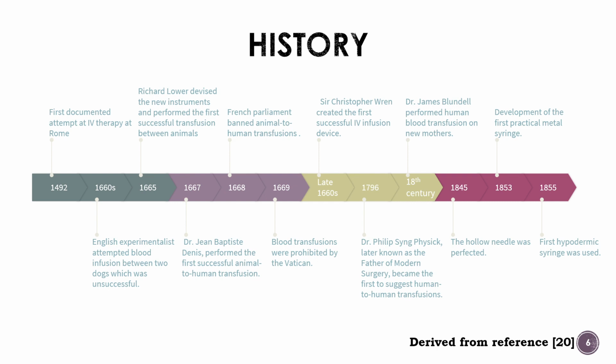James Blundell, a British obstetrician, performed a series of human blood transfusions in 1818 for the treatment of postpartum hemorrhage. From 1825 to 1830, Blundell performed 10 transfusions, 5 of which were beneficial. He also invented several revolutionary instruments for performing IV infusions.